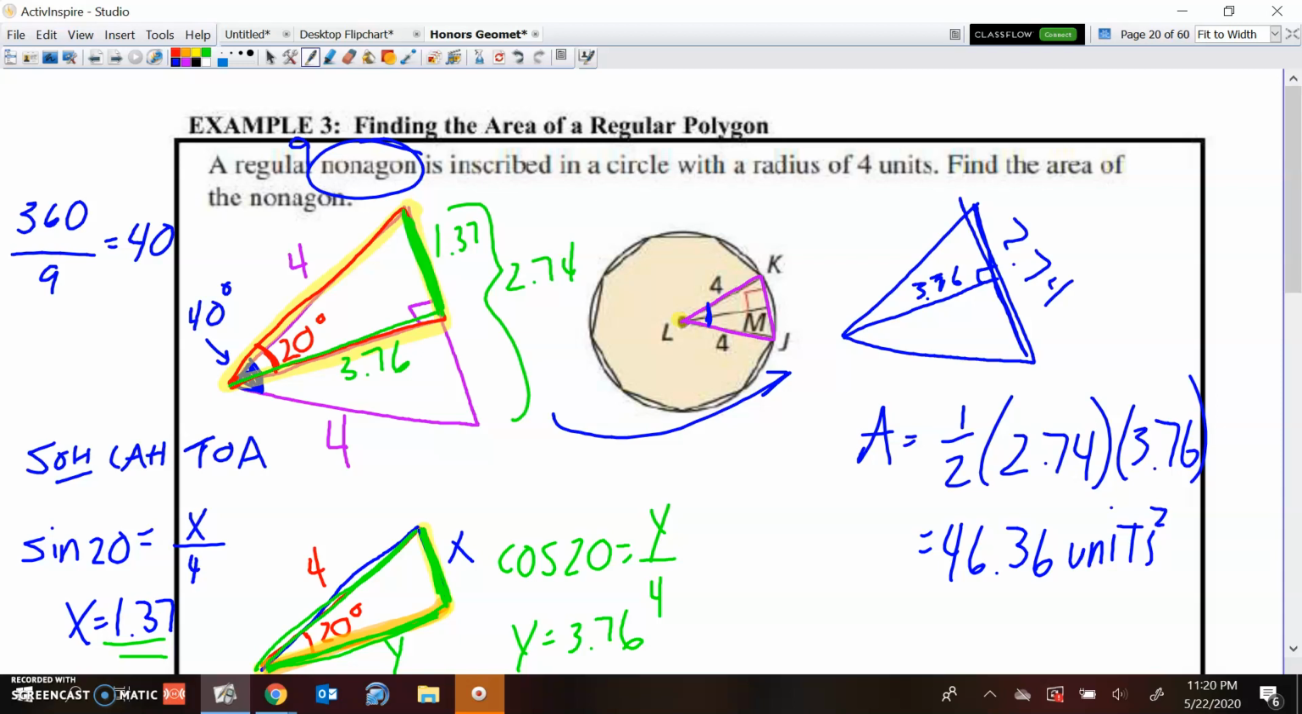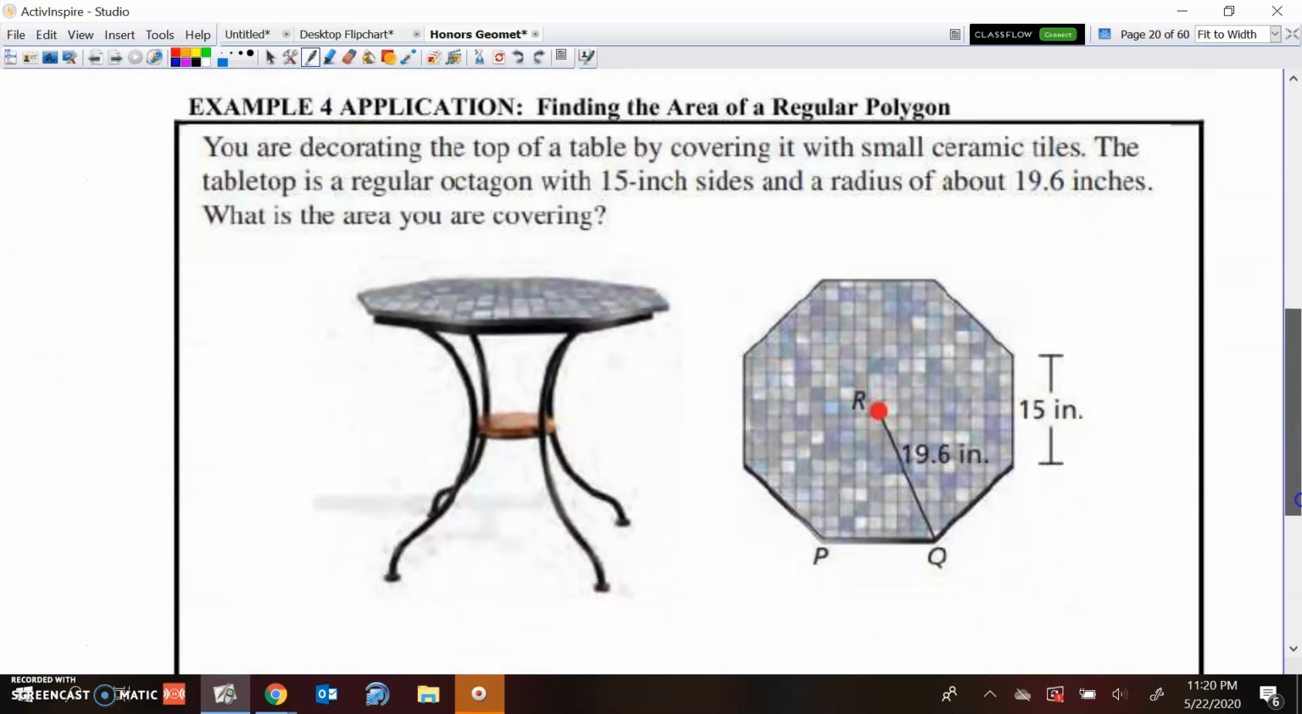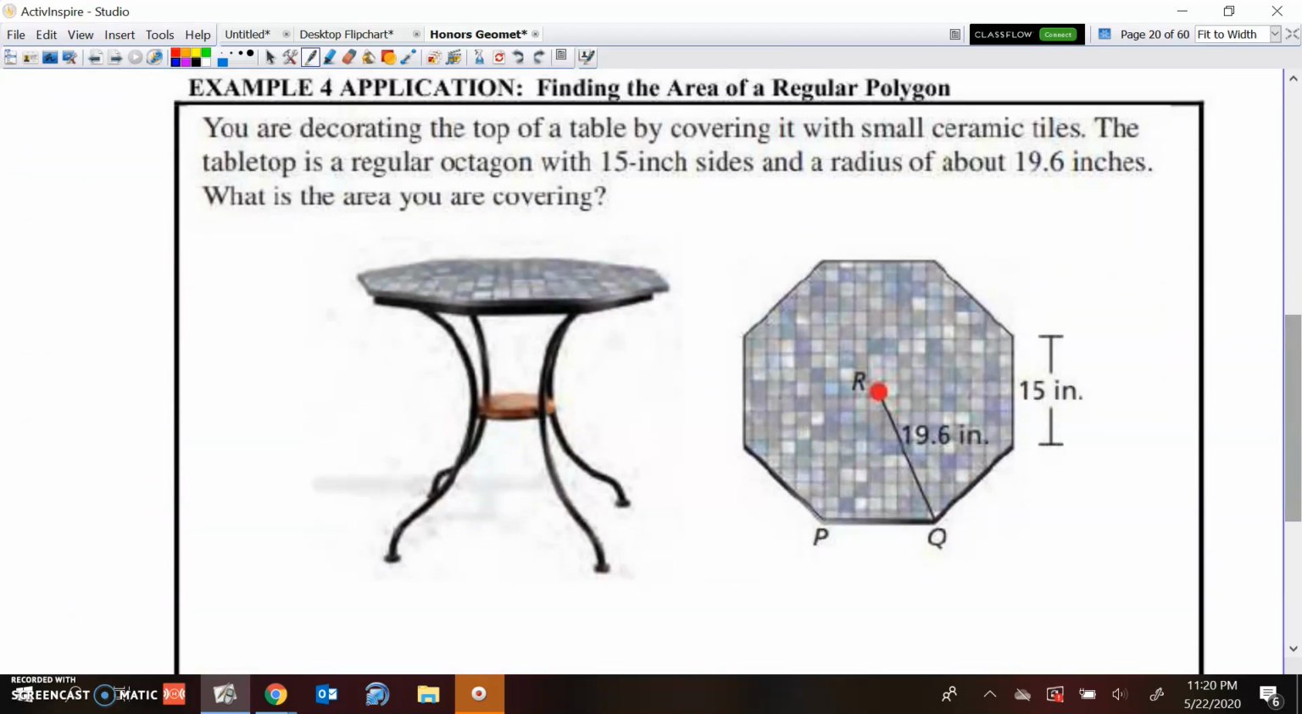Okay? Now if I had used the formula, just real quickly, the formula was area is equal to 1/2 the apothem times the perimeter. I still would have had to find the apothem. I still would have had to find this distance, because that would be this distance, and I would have to do that to multiply it by 9 to get my perimeter. So it's just a different way of doing it, and you would get the same answer. Now that was a lot, so let's try some more, okay?